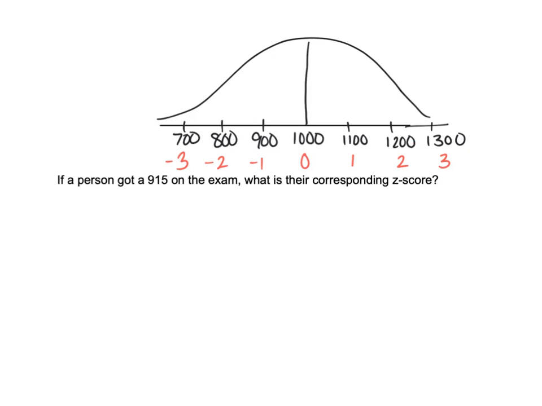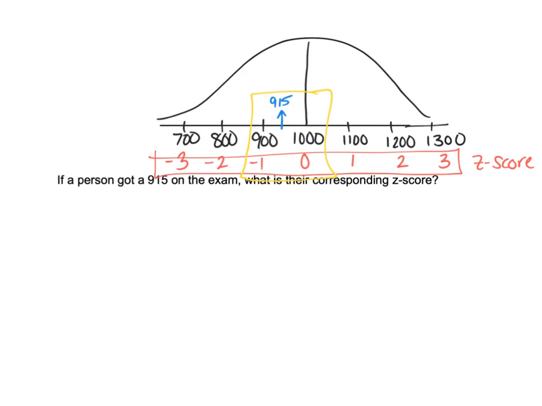So if a person got a 915, well, I'm looking at all my scores, and a 915 is not really an exact z-score. I mean, I can estimate based on a number line. A 915 would be somewhere around here, right? It's obviously greater than 900, but smaller than 1,000. So the answer we know for the z-score, because they're asking for the z-score, the red here is the z-scores, would be in between these two. So our answer we know is going to be in between -1 and 0. So we just have to figure out exactly what that would be.